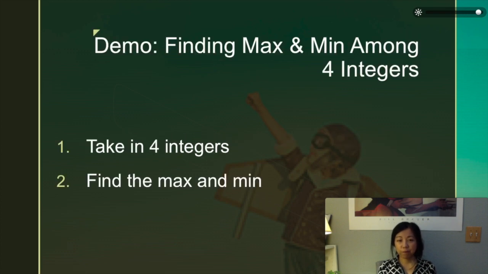I always feel like it's easier to show you in code than talk about it theoretically. So let's do this programming assignment to show you how to take four integers and find the maximum and the minimum among these four integers using, of course, call by reference functions.